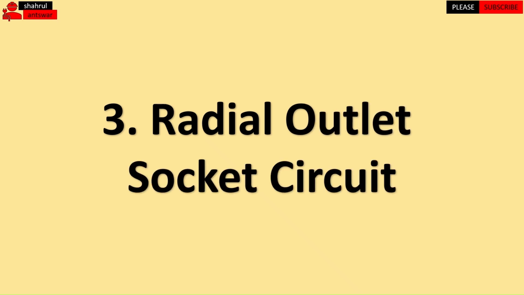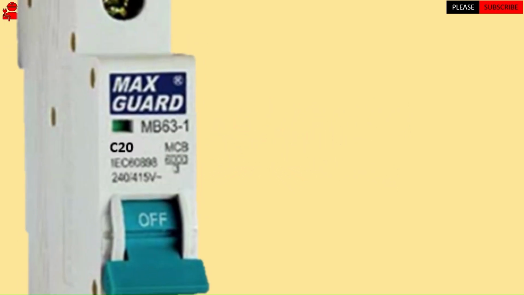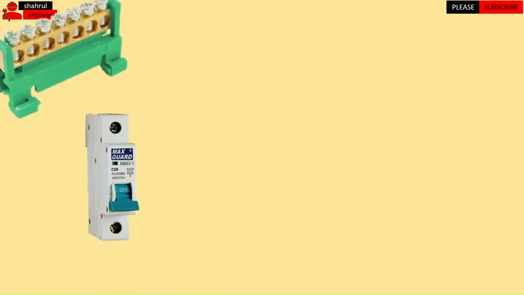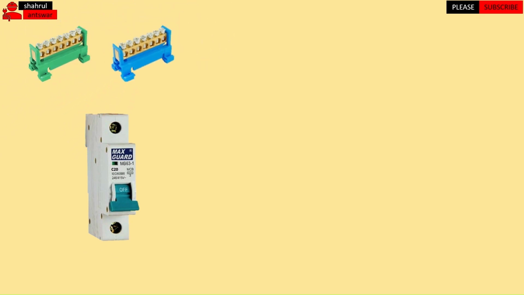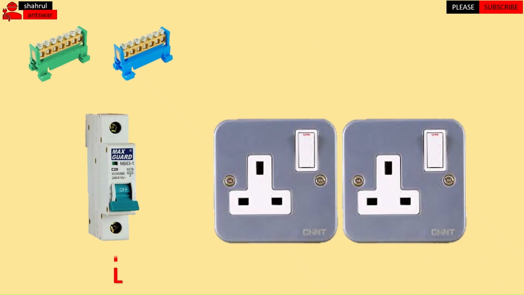Number 3 is the radial outlet socket circuit. MCB with a current rating of 20 ampere is used in this circuit. 2 units of socket outlet with a current rating of 13 ampere are used in this circuit. Cable with a size of 2.5 millimeters square is used within this circuit.